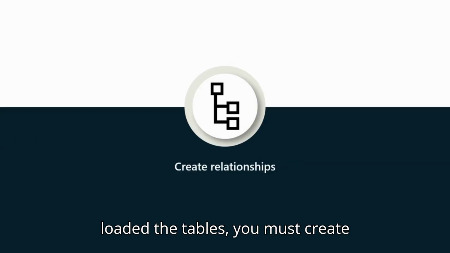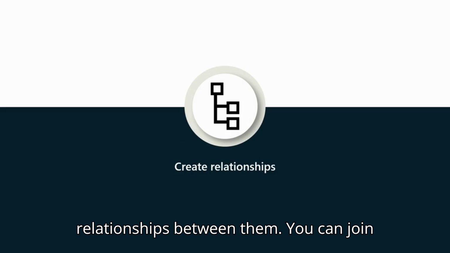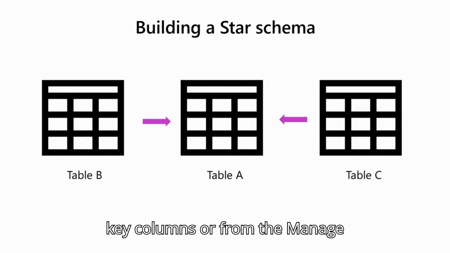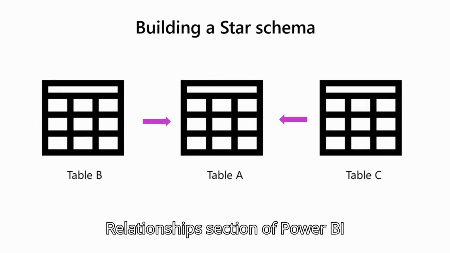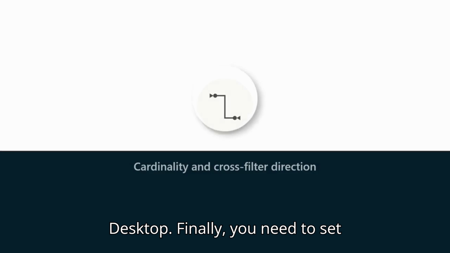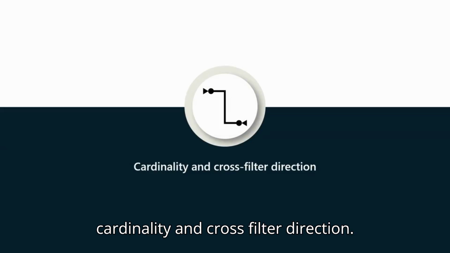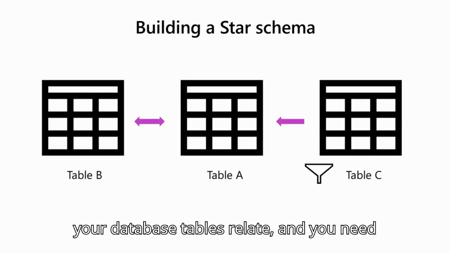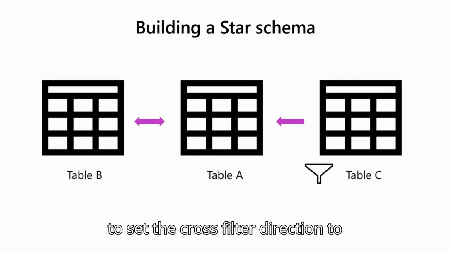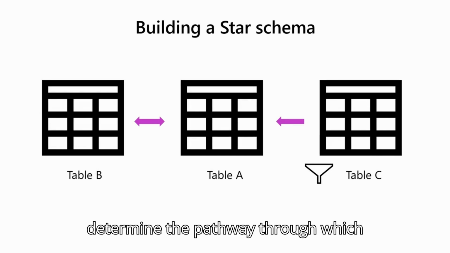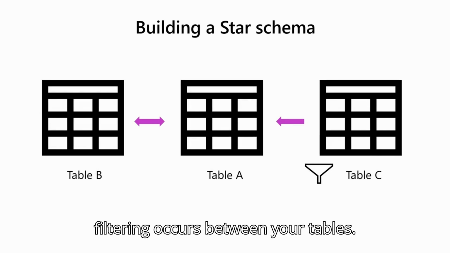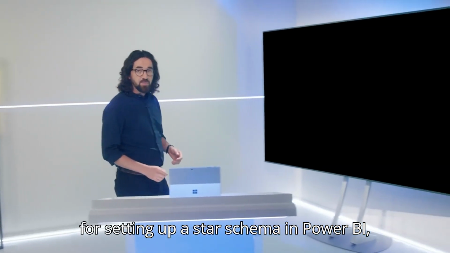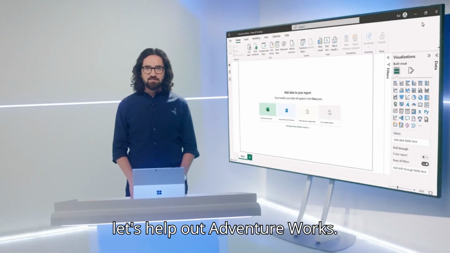Once you've loaded the tables, you must create relationships between them. You can join tables by dragging relationships between key columns or from the Manage Relationships section of Power BI Desktop. Finally, you need to set cardinality and cross-filter direction. You must set cardinality to determine how your database tables relate, and you need to set the cross-filter direction to determine the pathway through which filtering occurs between your tables. Now that you're familiar with the steps for setting up a star schema in Power BI, let's help out AdventureWorks.